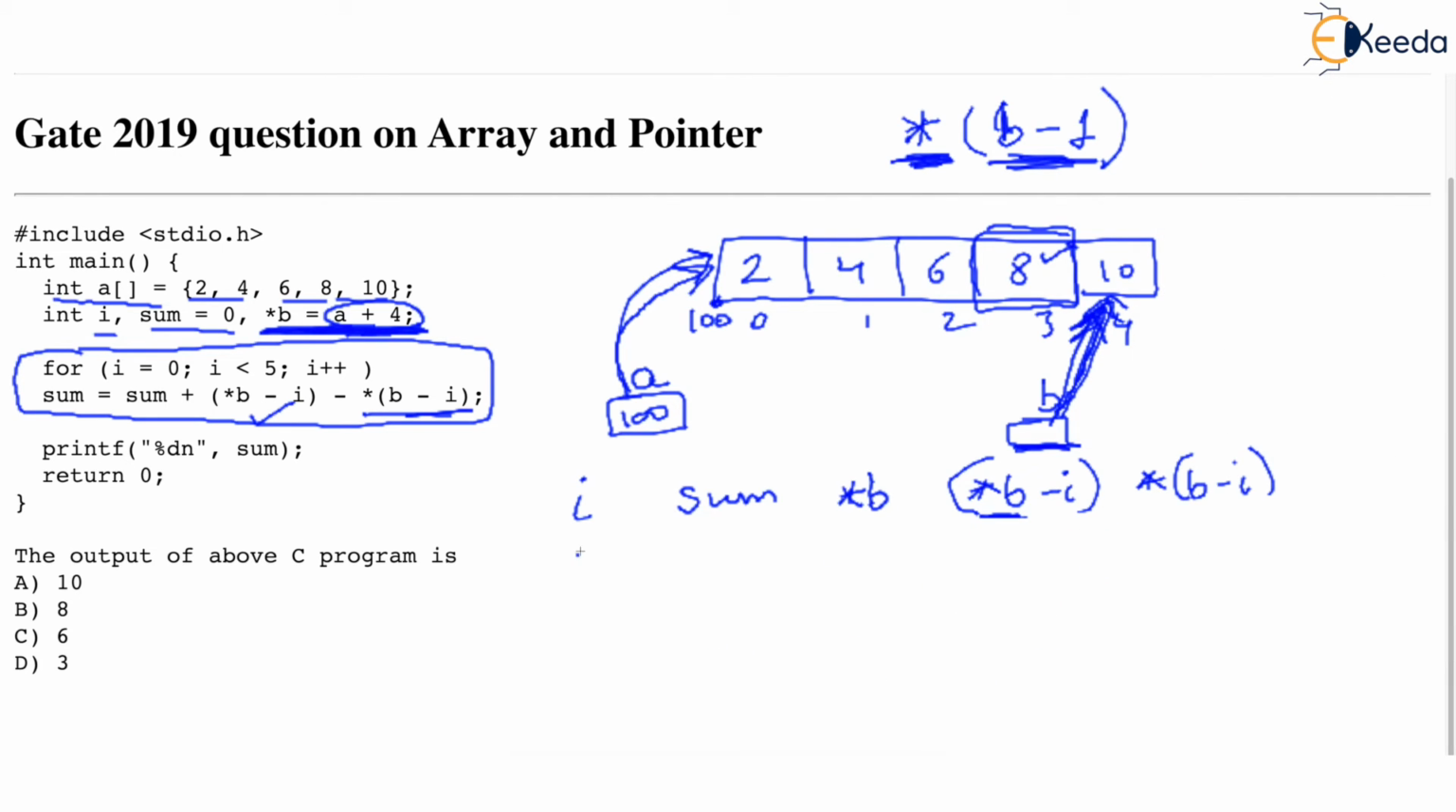Next time when I will become 2, sum is already 1. In the for loop, I will become 2, and sum is already 1. And b is going to stay at A4. We are not moving b anywhere. But this quantity is going to take 10 always, because asterisk b is always 10. And it is going to subtract from the current value of I. This is going to be the first quantity.